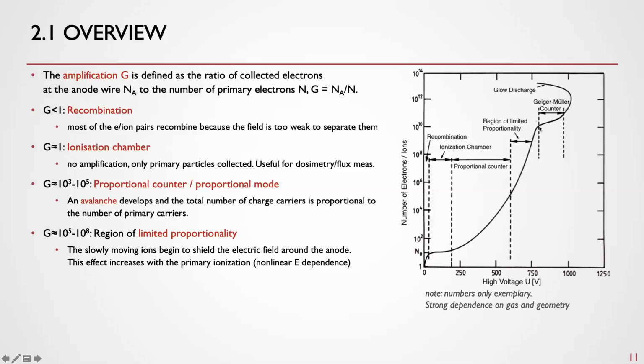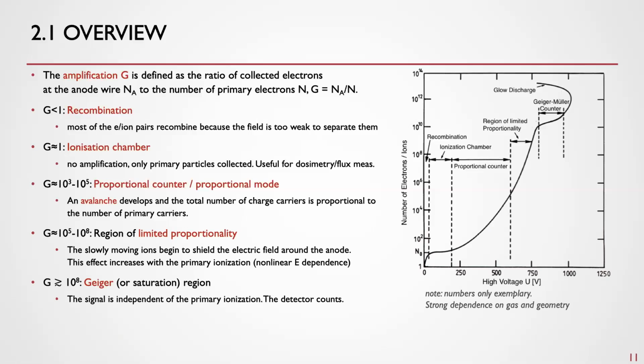Although it can hardly be seen because it still rises, it doesn't rise quite as fast as it did for lower voltages in the proportional regime. And then for even higher voltages, we are in the saturation regime. The signal becomes independent of the primary ionization. A single particle will create an avalanche.